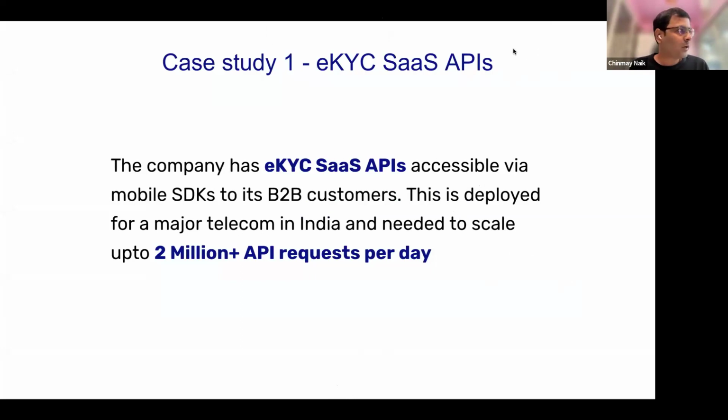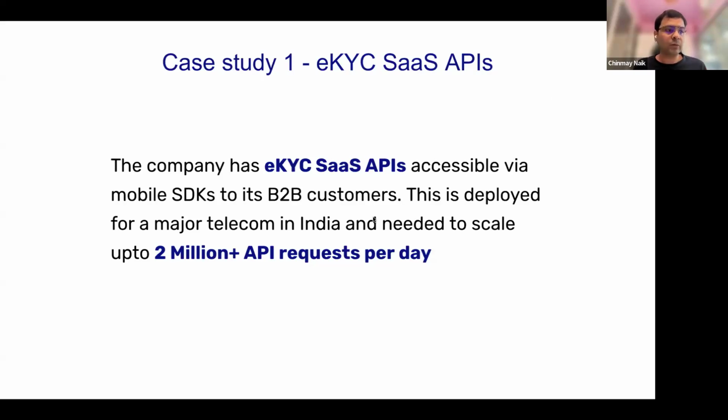Cool. So one interesting thing that we had to do, as I said, there was a question from Anubhav, I think, right? What's the takeaway from the graph? This is kind of related to that. We had a use case of building SaaS APIs. So imagine this to be like an eKYC SaaS API where you have machine learning models that are accessible via mobile SDK to B2B customers.